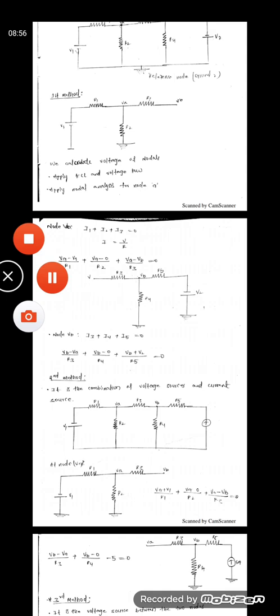In the second method, it's a combination of voltage source and current source.